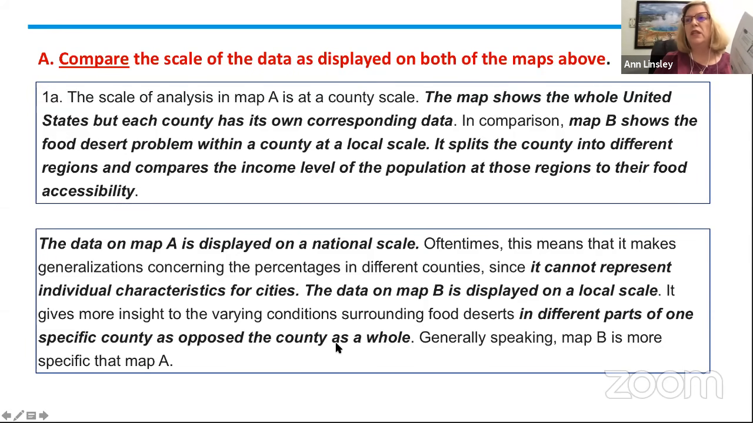Okay, we see the same thing in this one. Map A is displayed at a national scale. You can go on and read it. Map B is displayed at a local scale.